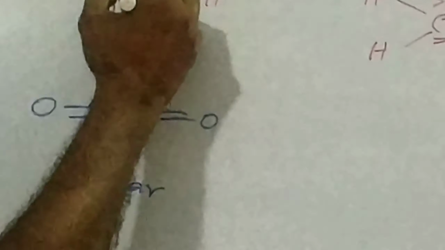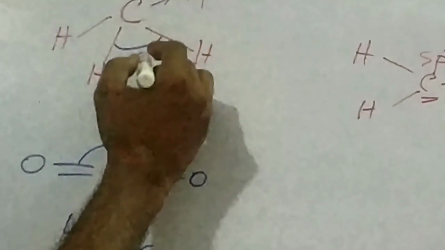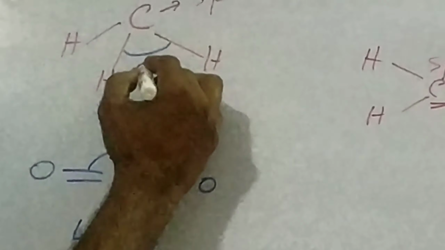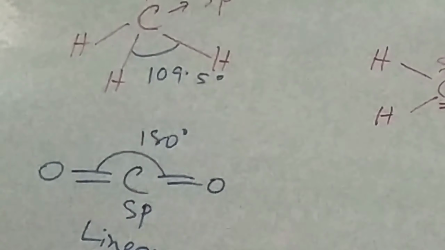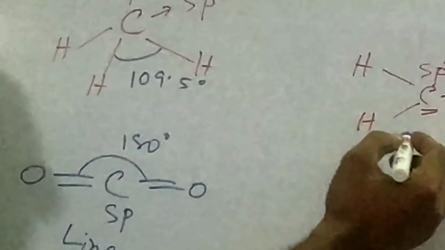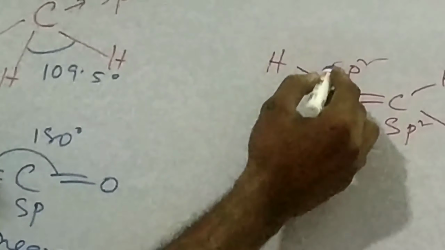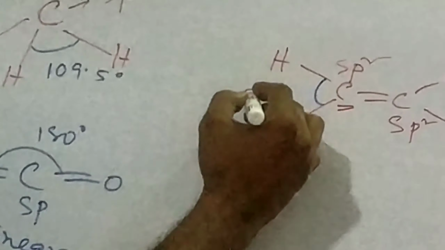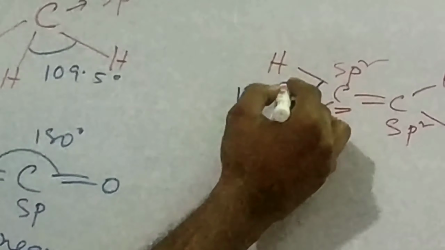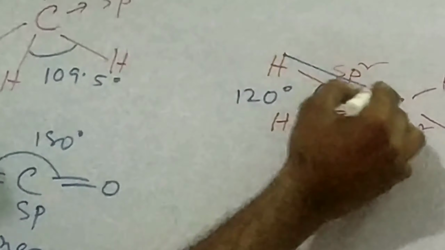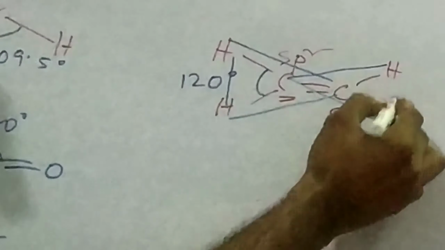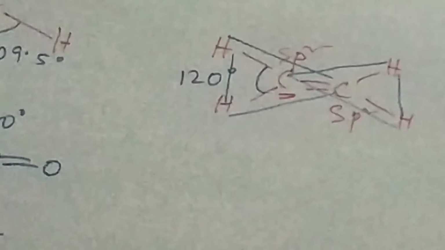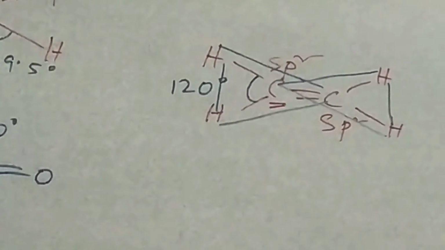In the previous case, in methane, it is sp3 hybridized with a bond angle of 109.5 degree, and the geometry is tetrahedral. And in ethylene molecule, the carbon is sp2 hybridized with ideal bond angles of 120 degree, and the structure is trigonal planar. Okay, there are 2 triangles. You see that.